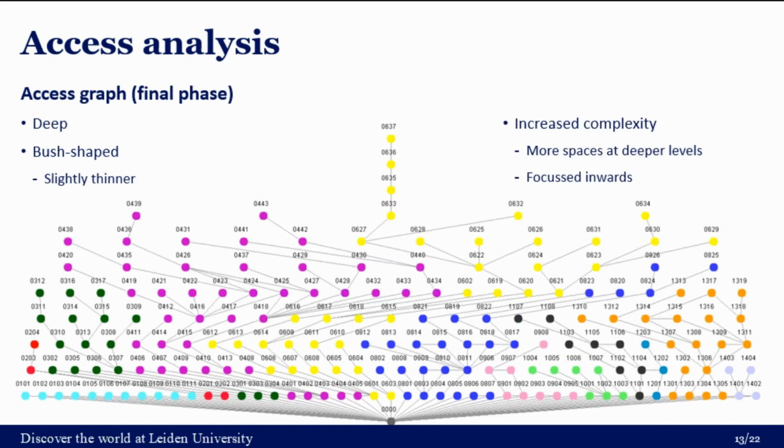Now the second phase, so this one is around 400, 500 AD, the final phase. Around this phase, you can see that the graph has become much deeper. There are now 11 levels. It is still somewhat bush-shaped, but slightly thinner, so lower accessibility, with about 3 fewer connections to the streets. But more importantly, you see a very high increase in complexity, especially in the deeper levels of the graph, with the graph now being more top-heavy, reflecting that the insula became focused inwards.